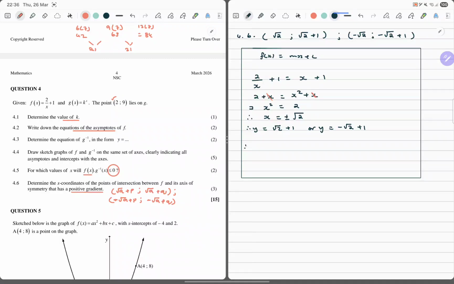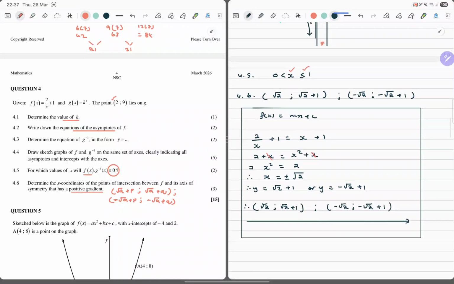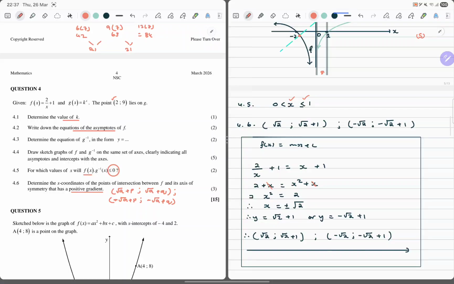Therefore, the points are going to be this positive square root of 2, root 2 plus 1, and the other one is going to be minus the square root of 2, minus the square root of 2 plus 1. As you can see, we still win. There's nothing wrong with the approach as long as it is done. Once the question says determine, we can do whatever we choose.